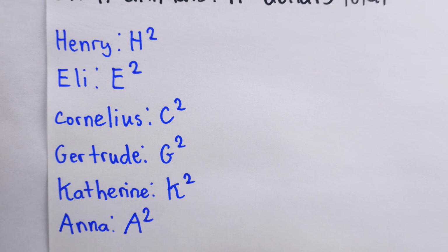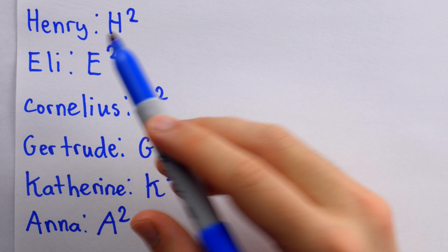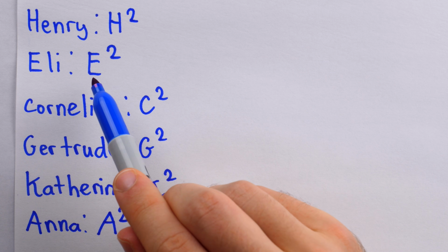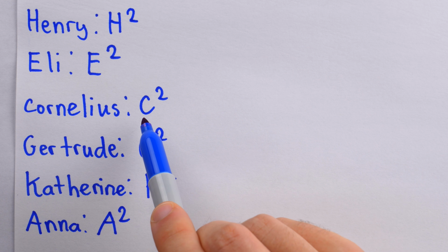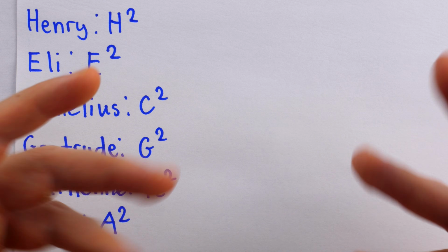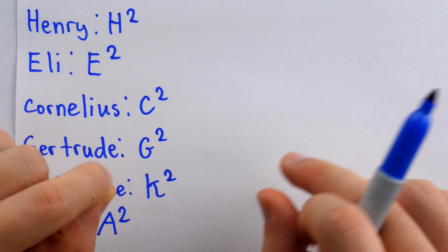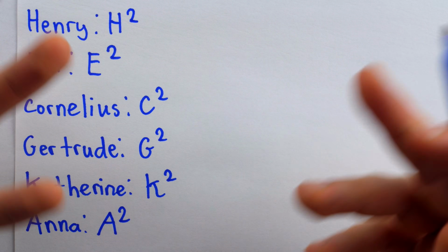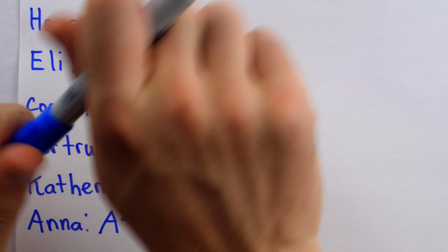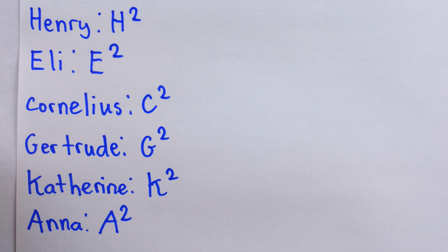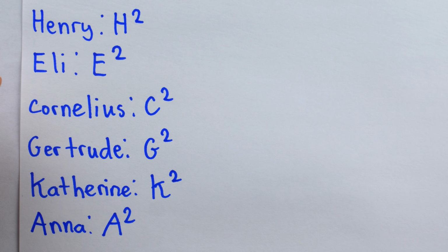So following that logic and notation, we get that Henry spent H squared dollars, Eli spent E squared dollars, Cornelius spent C squared dollars, and so on, because each person spent an exact number of dollars each on that same number of animals. Alright, now that we've started to quantify how much money each person spent total, we can start to write equations that will help us solve the problem.